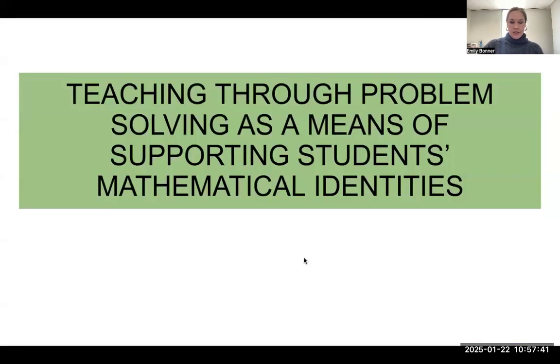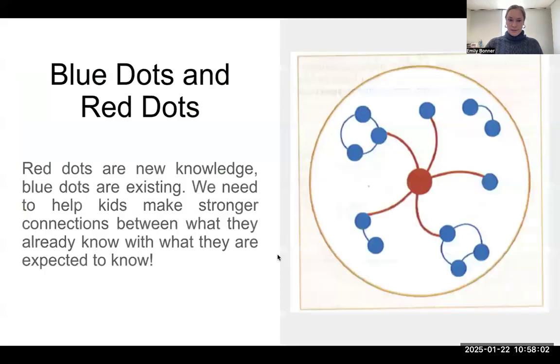Teaching math through problem solving is a way to support not only students' mathematical understandings, but also their identities as mathematicians. If you allow students to grapple with ideas and really talk through things and make mistakes, that's where we're going to see the most growth in terms of their identity as a mathematician. So keep that in mind as we're going through this.